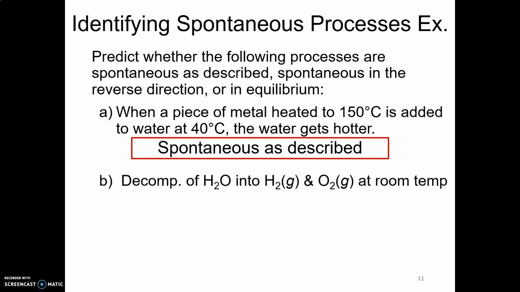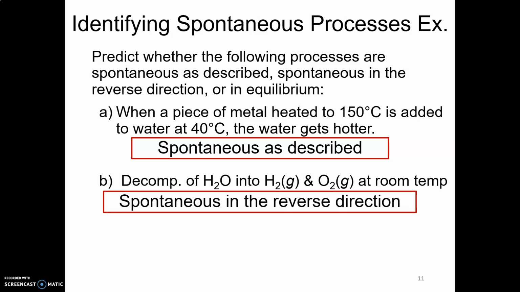All right, what about the decomposition of water into hydrogen and oxygen gas at room temperature? Yeah, no, that's not spontaneous, right? That would be petrifying if you were going to take a sip of your water and then all of a sudden it broke apart and was no longer water. I would take off running because that's not normal.